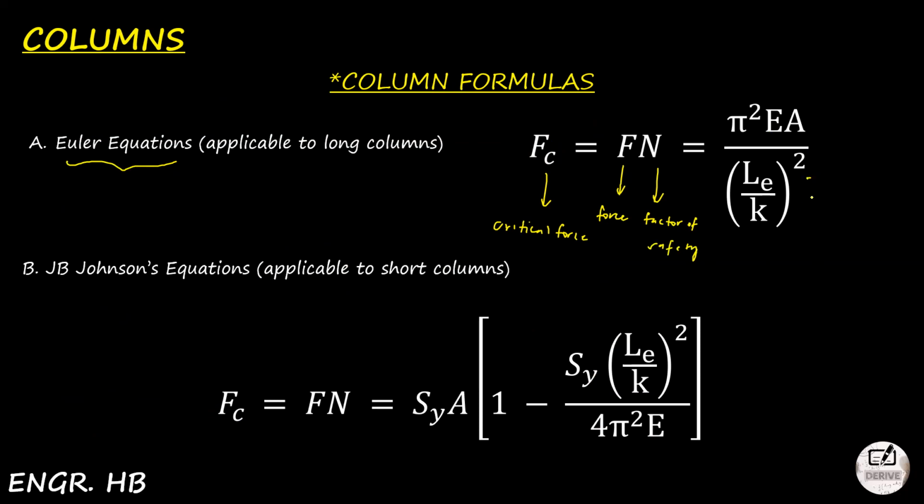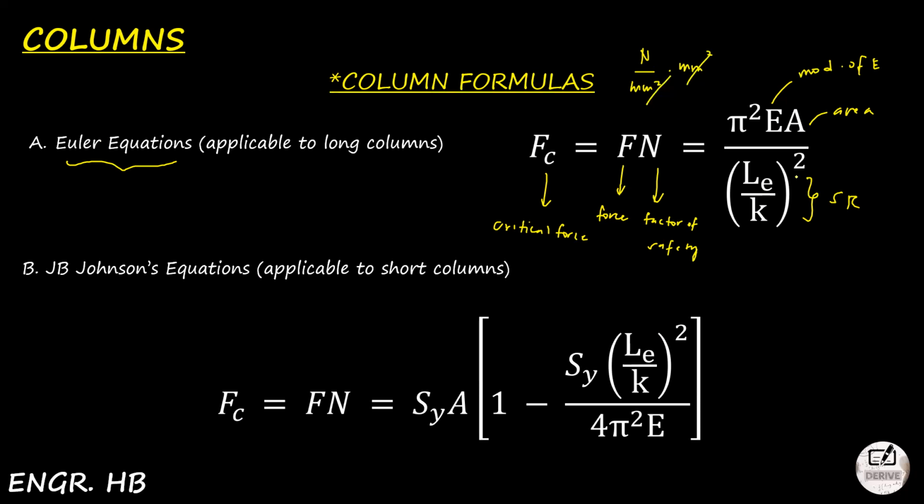So this is your slenderness ratio. Okay, and this is your modulus of elasticity. And this is your area. So this is dimensionless. And we all know that the E is, kunyari, Newton per mm squared. And you have your cross-sectional area in mm squared. So that was cancelled. So ang unit nito is Newton. So tama lang yung formula na ito.